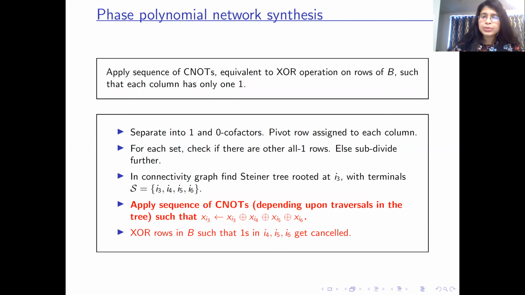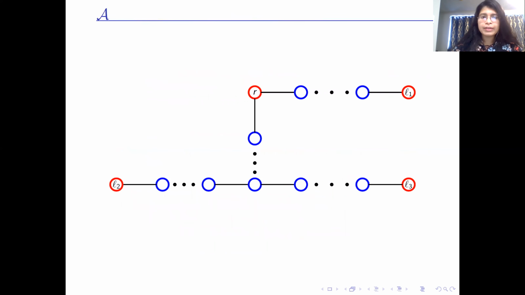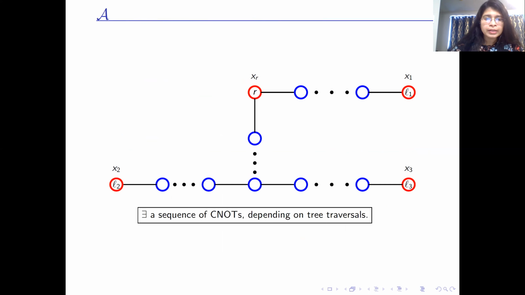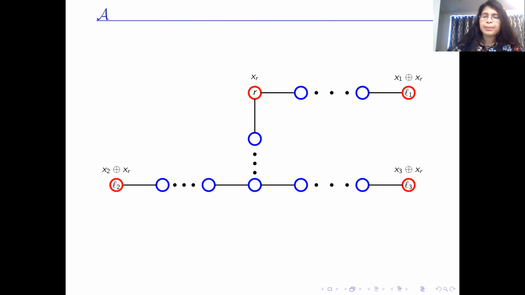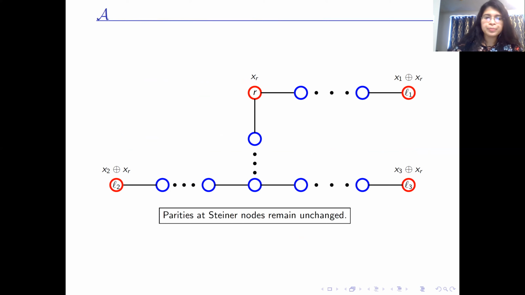Now to apply the sequence of CNOTs, we have developed some procedures. We call this A. Suppose we are given a tree which has root R and leaves L1, L2, L3. These are the parities at these nodes. Then there exists a sequence of CNOTs depending on tree traversals such that the parity at the leaves is the parity at the root, or the parity at the leaf. And the parities at the Steiner nodes remain unchanged.